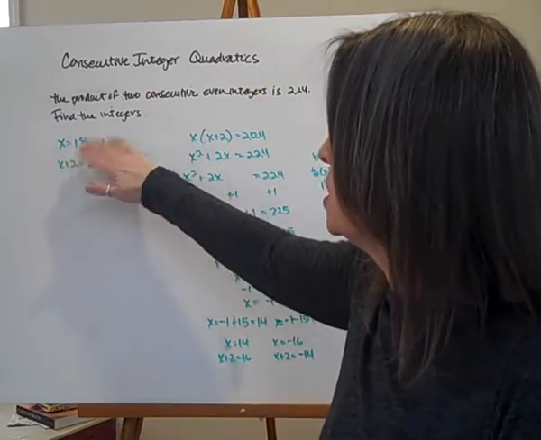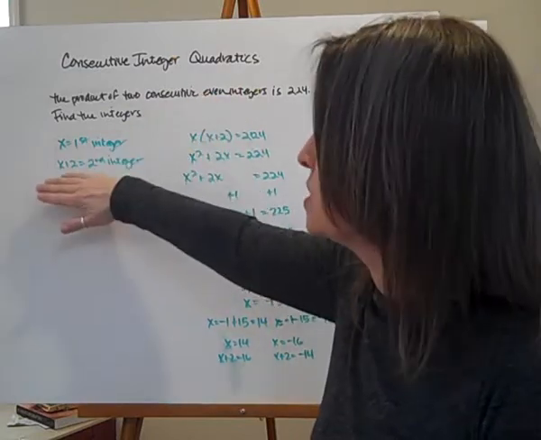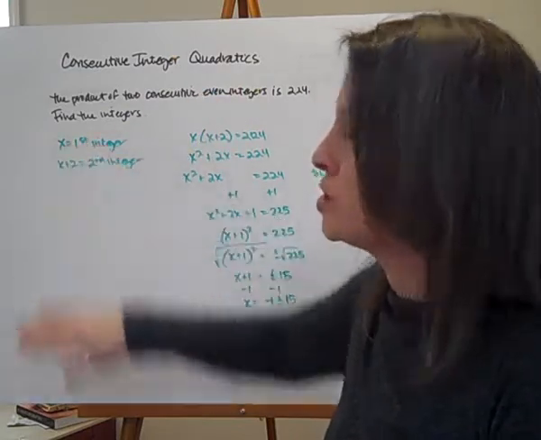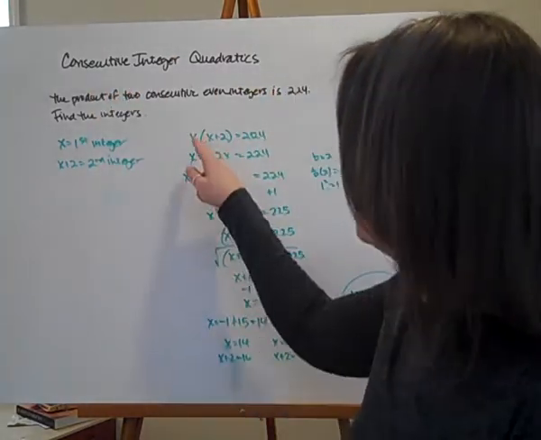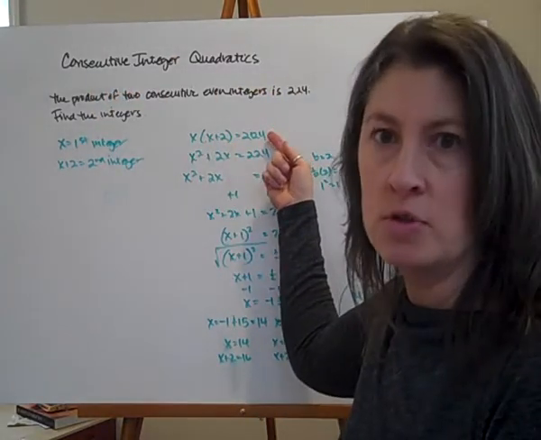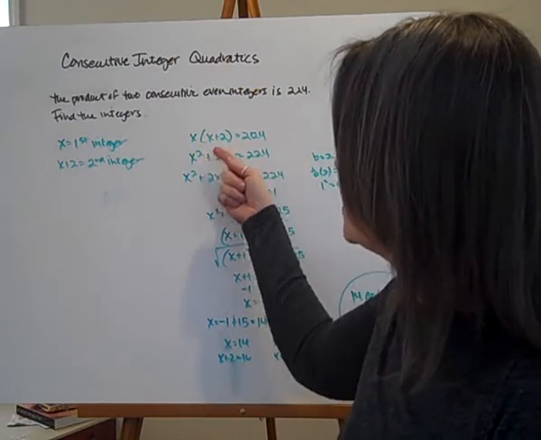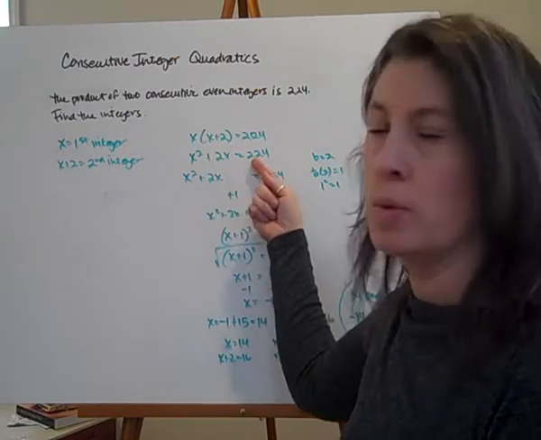x is my first integer. Since they're even, the next one is going to be x plus 2. So my two integers are x and x plus 2. I've got the product of them equaling 224, so I'm going to multiply them together to have a product of 224. I'm going to use my distributive here. I get x squared plus 2x equals 224.